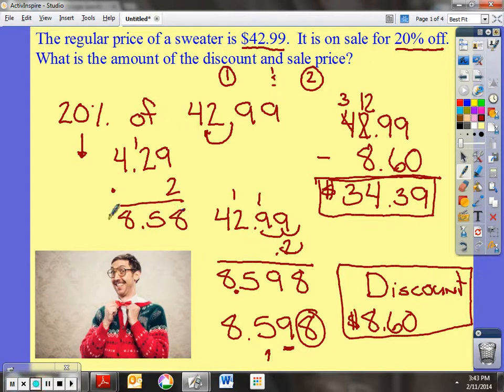Now you do notice that I have about a 2-cent difference, in part because when I did it this way, I'm just rounding up. So that's why there's a slight discrepancy in these answers. But either way, I'm still getting roughly $8.60, $8.58 off. I would still subtract it from this to get my sales price of $34.39. Let's take a look at another one.